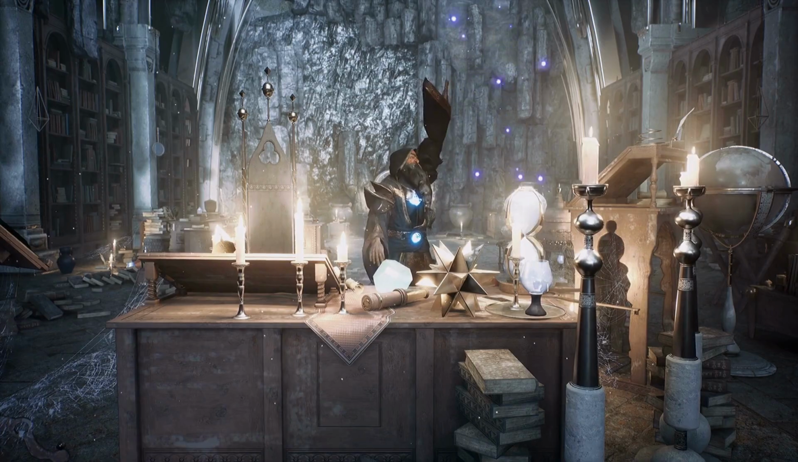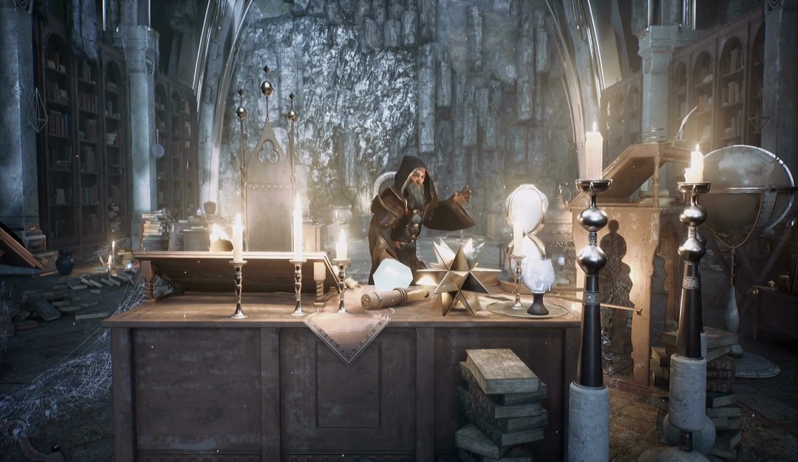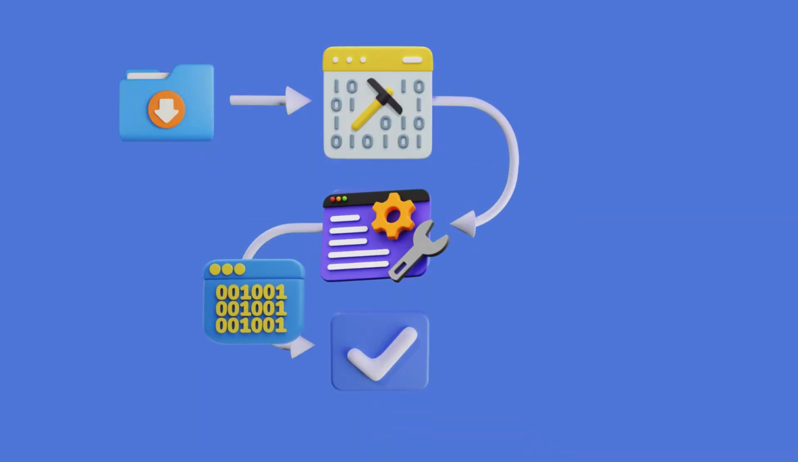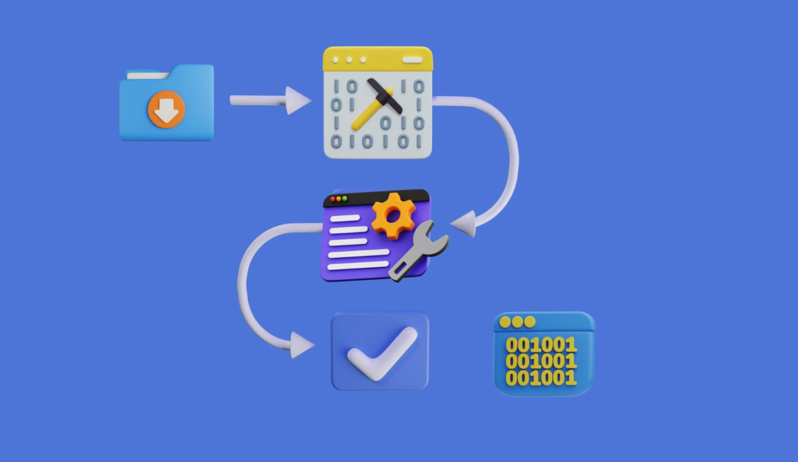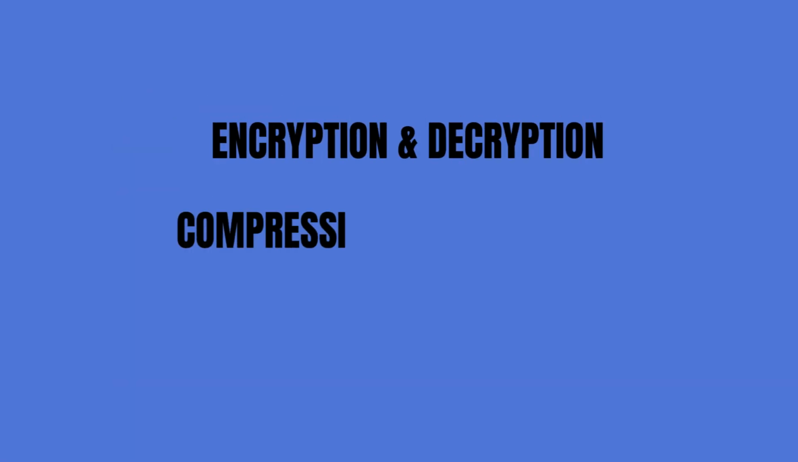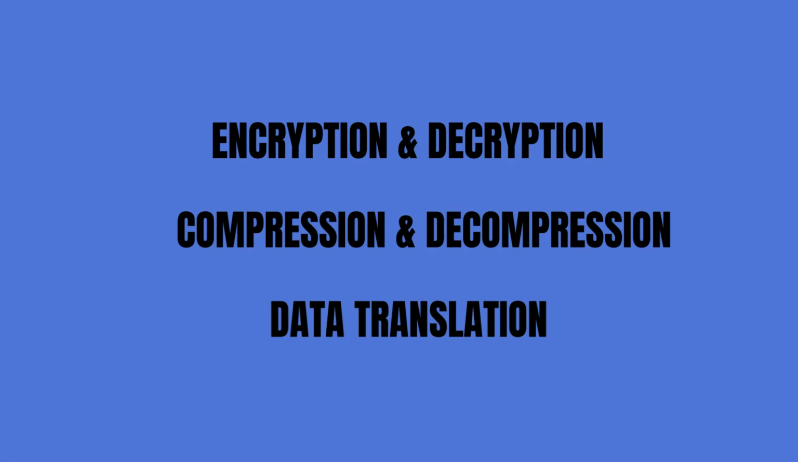But how does this data get ready for travel? That's where the presentation layer comes in. Imagine the presentation layer as a wizard. It transforms data into different formats, like turning text into code or encrypting a message for security. It ensures everything is in the right language before it's sent out. Protocols like SSL, TLS, JPEG, and ASCII are added in this layer for encryption and decryption, compression and decompression, and data translation to ensure the data is in a readable format.